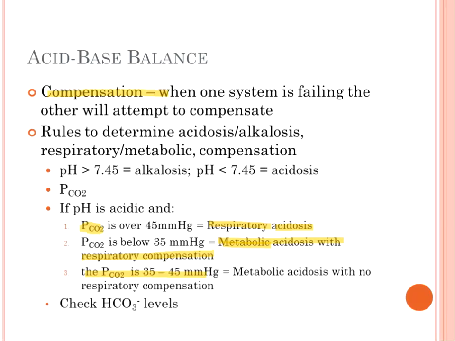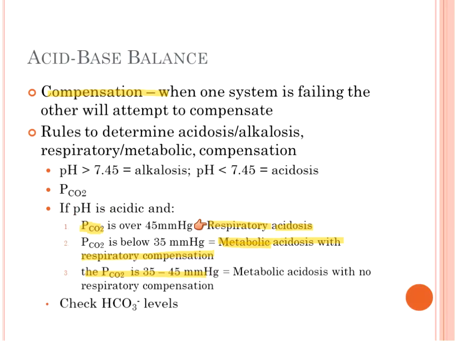So the rules that we use to determine whether acidosis or alkalosis is respiratory or metabolic in nature, or there's compensation taking place, is that we look at first the pH. Is the pH within the normal range? If it's higher than 7.45, it's alkalosis. If it's lower than that, then it's acidosis. The next thing that we check is the carbon dioxide levels. If the pH is acidic and your carbon dioxide levels are higher than the upper range, between 35 and 45 is normal for carbon dioxide, then we say that yes, it is acidosis because your pH is acidic, and it's respiratory acidosis.